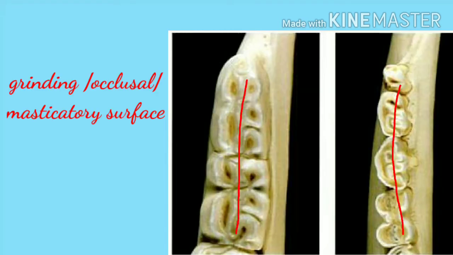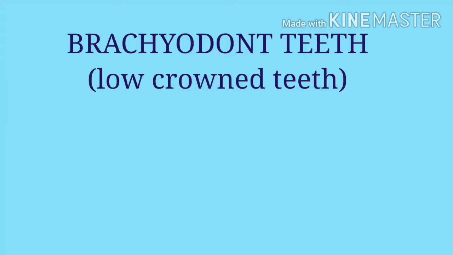Then the grinding surface or masticatory surface, or we can say the occlusal surface. These are the surfaces on the upper or lower teeth that come together when the mouth is closed. Then let's study about the brachiodont or low crown teeth.